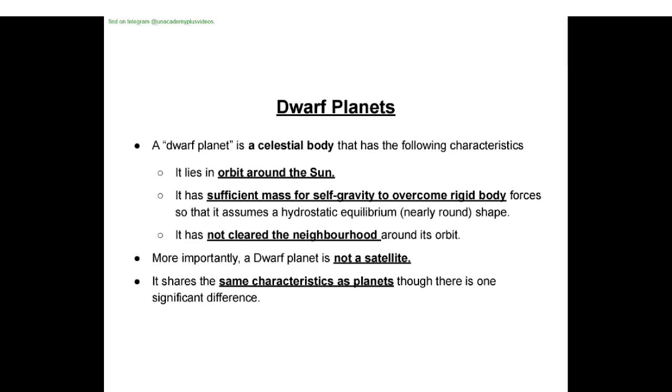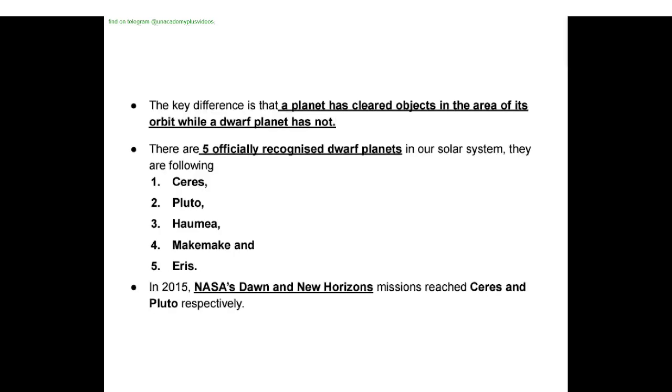It shares the same characteristics as planets, though there is one significant difference. The key difference is that a planet has cleared objects in the area of its orbit, while a dwarf planet has not. There are five officially recognized dwarf planets in our solar system. They are the following: Ceres, Pluto, Haumea, Makemake, and Eris. In 2015, NASA's Dawn and New Horizons missions reached Ceres and Pluto respectively.